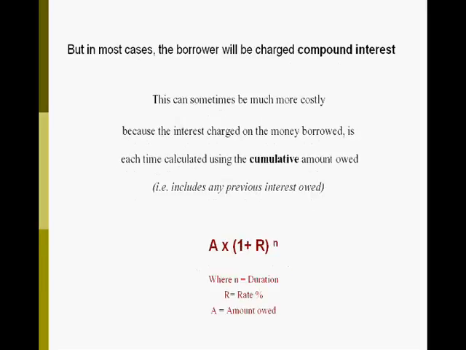In most cases, the borrower will be charged compound interest. This can sometimes be much more costly because the interest charged on the money borrowed is each time calculated using the cumulative amount owed, meaning it includes any previous interest owed.